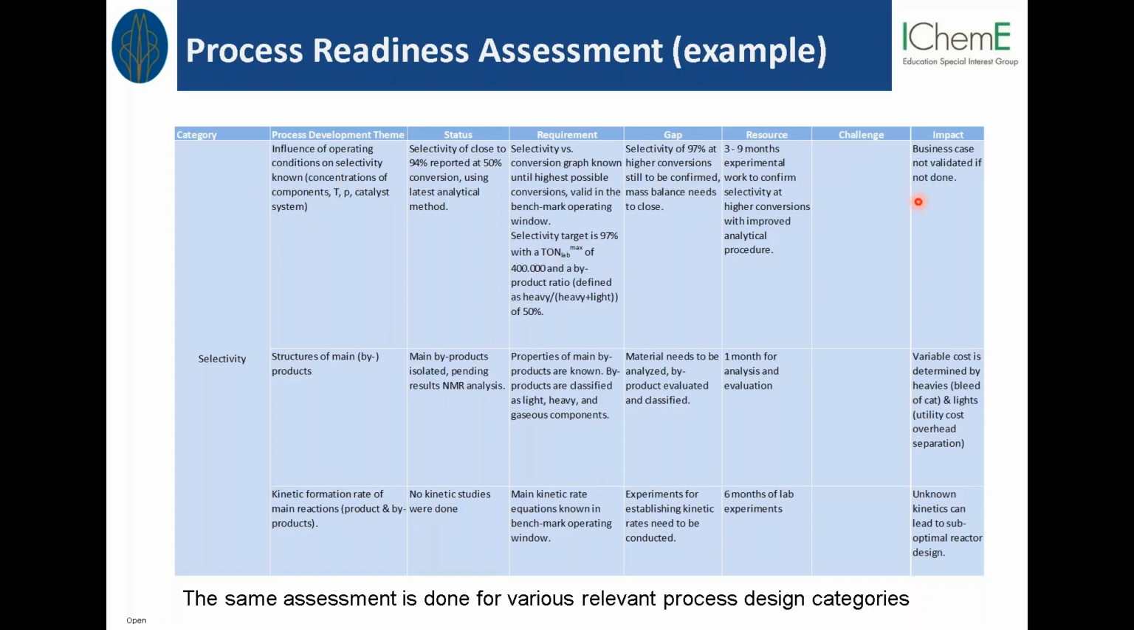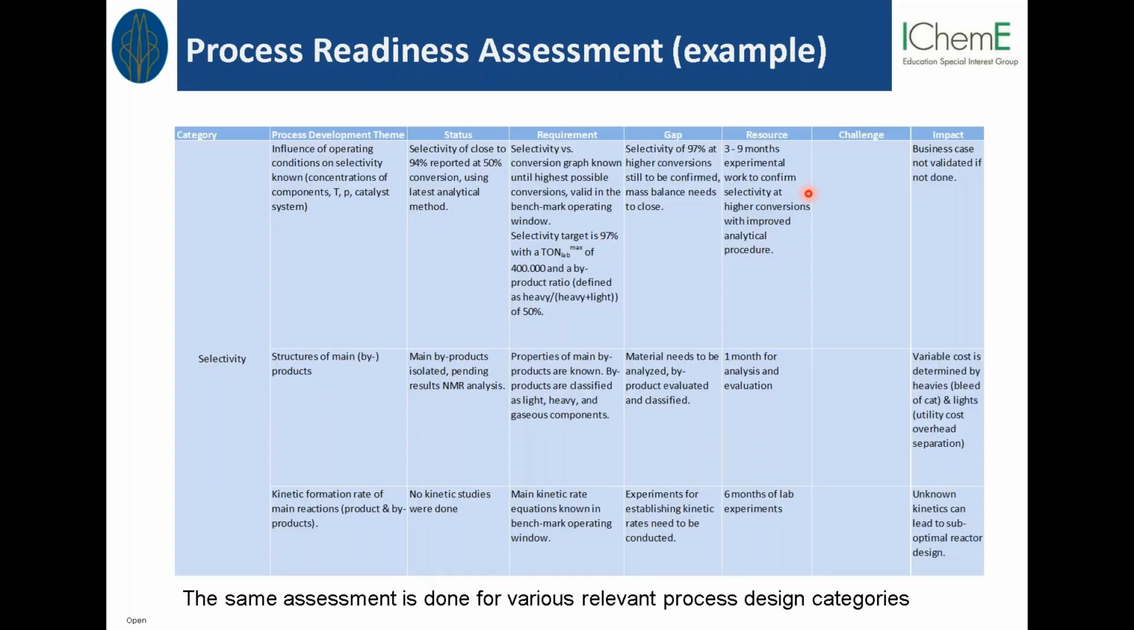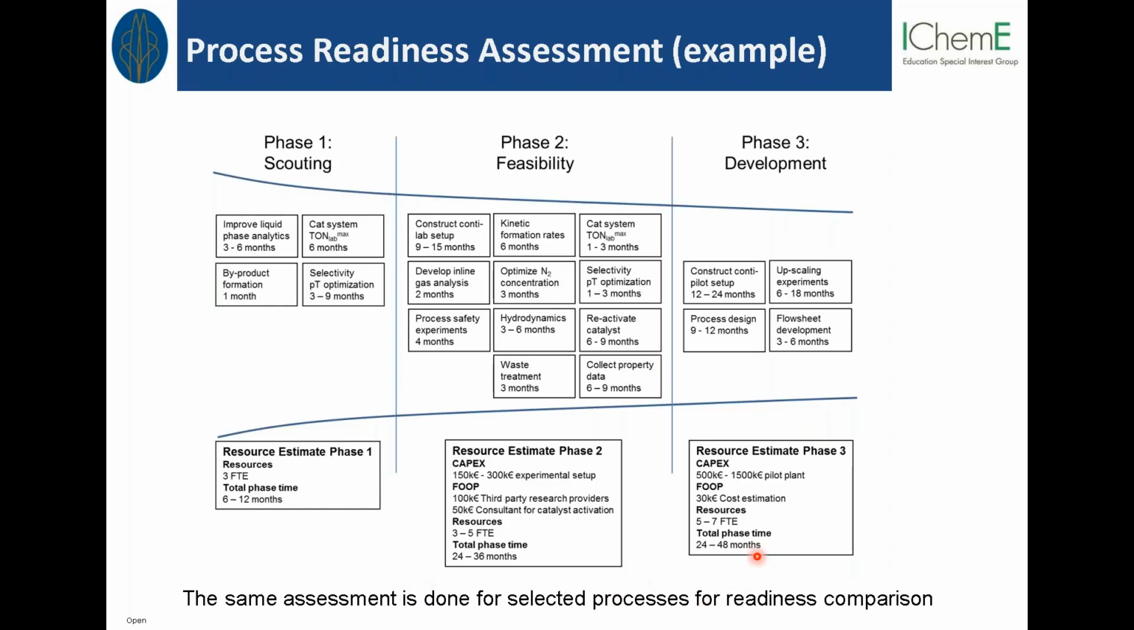So we do this assessment on various process design categories. We have the raw materials, and we have the selectivity and others. And then we make this list. And then we can see, okay, from this analysis, I need these resources, and this estimate of FTE and time to complete, roughly. Yeah, this is not rocket science. And then from here we can go for feasibility.